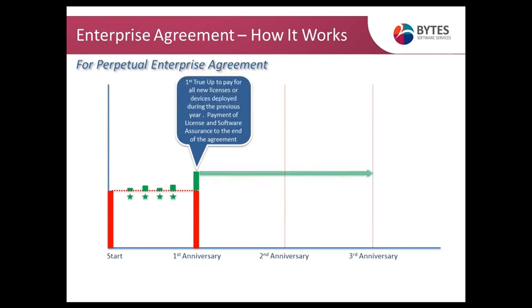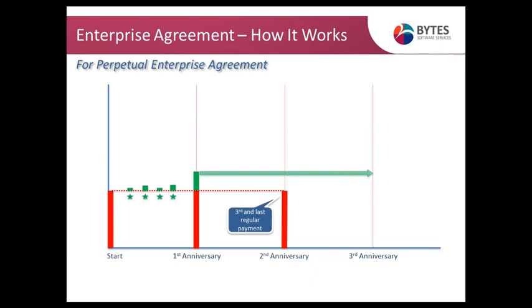Now that true-up pays for the full license cost of those extra products plus the entire software assurance for the remaining term of your agreement. So at the first anniversary, you'll pay for 2 years' worth of software assurance. What this means now is that you only need to look at those products, count those products that are in use within your estate once per year, unlike the select agreement where you need to do it throughout the year.